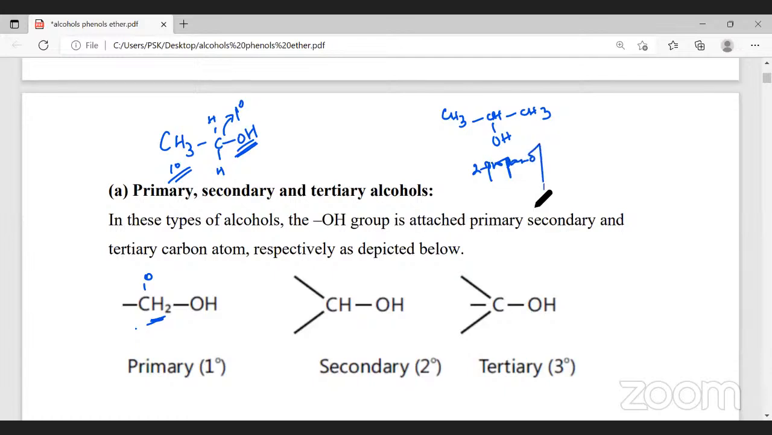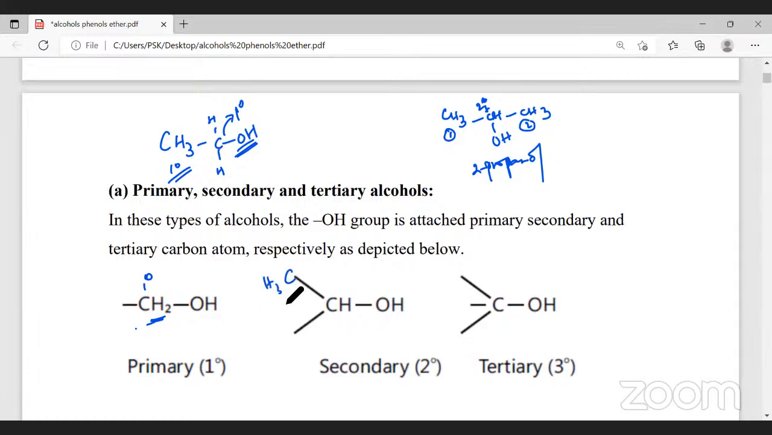2-propanol. This carbon is a secondary carbon atom. Why is this carbon atom a secondary carbon atom? Because this carbon atom is bonded to 1 and it is bonded to 2. Since this carbon atom is bonded to 2 carbon atoms, it is called a secondary carbon atom. So the secondary carbon atom contains what? OH. Therefore, this is an example of a secondary alcohol.